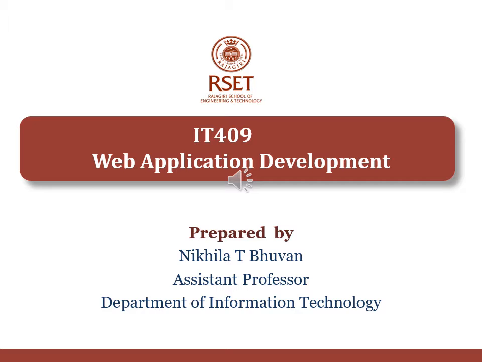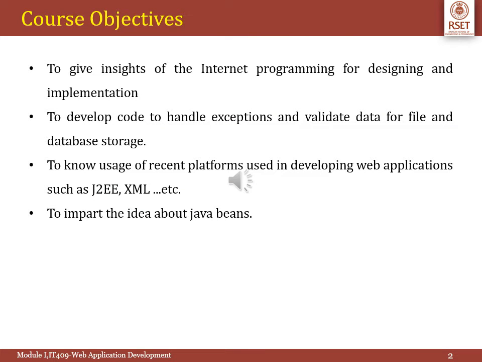Before moving on to the subject, let's discuss the course objective. The course objectives given in the syllabus of web application development are: it gives an insight into internet programming for designing and implementation of web-based applications, to develop code to handle exceptions and validate data for file and database storage. It also gives an insight into the recent platforms being used in web application development, such as J2EE, XML, JSP, etc. And the subject concludes with giving an idea of Java beans.